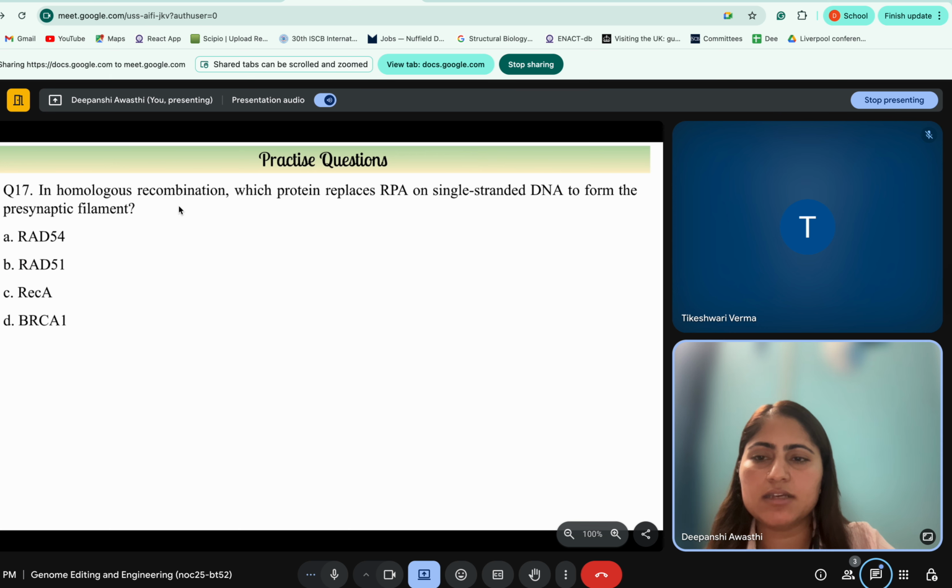Next question is, in homologous recombination, which protein replaces RPA on single-stranded DNA to form the presynaptic filament? Option A RAD54, option B RAD51, option C RecA, and option D is BRCA1.